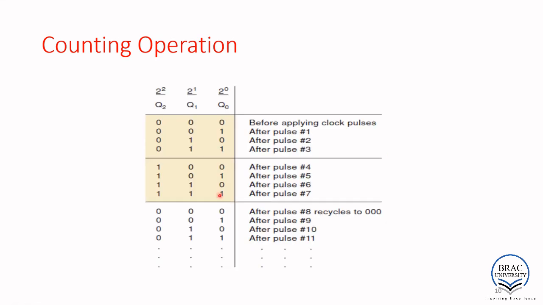And it's shown here as well. This is your least significant Q0 and most significant Q2, in the 2 to the power 0, 1, and 2 positions. It will count from 000 to 111, then go to 000 again, right? So after the first pulse it will be 001, second 010, third 011, and after 7 it is 111.